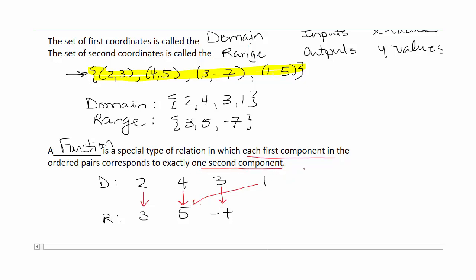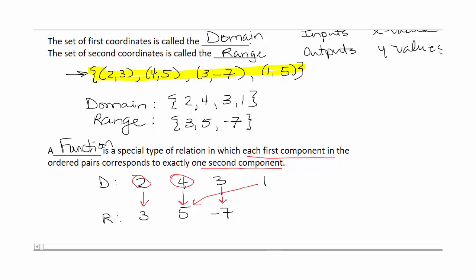Or another way of saying that, which I think is really important to understand, is this relation a good predictor? If I tell you the input, do you know the output without any uncertainty? So for example, if I say the input is 2, you know the output's 3, right? If I say the input is 4, you know the output is 5. There's no other number it could be.